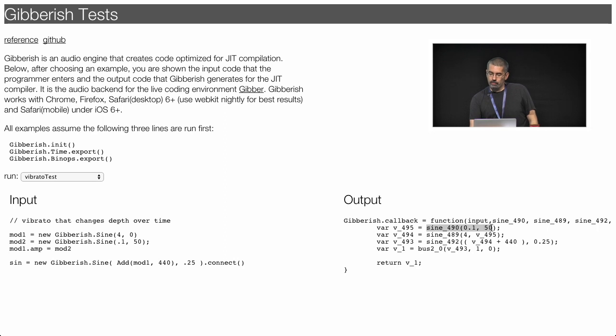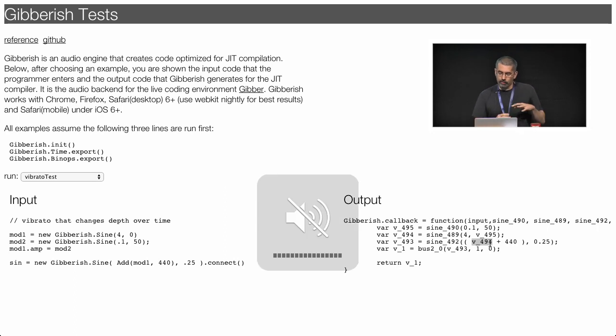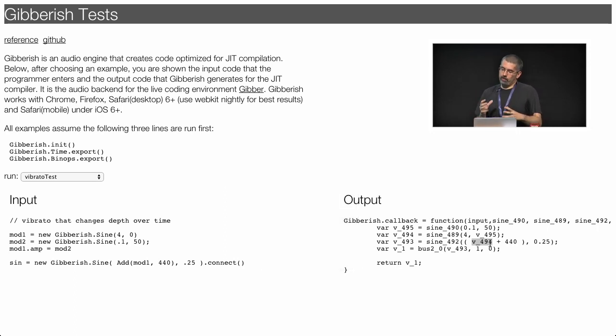So here's the first sine wave. It gets stored in this variable. That variable is then inlined into the second sine wave, which gets passed in there, and then that gets inlined into the third sine wave that is generated, which then gets fed into the master bus. So this enables some different types of signal processing than most JavaScript audio libraries are capable of doing, because you can process every single sample in here one at a time.